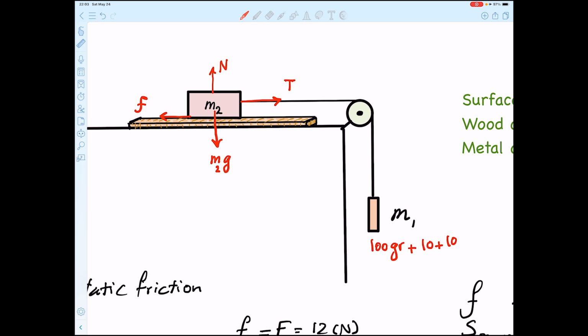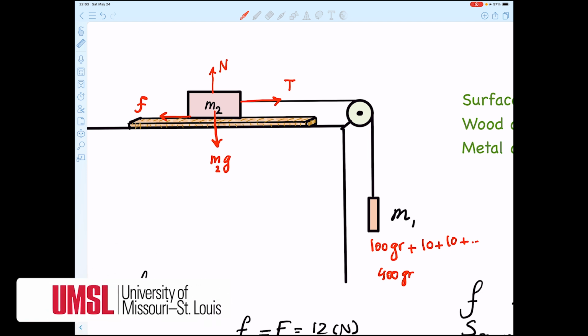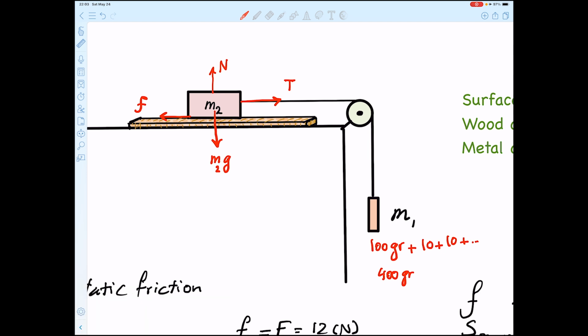Nothing is happening; it is still. I keep adding masses until, let's say, you reach 400 grams. At that point, the system is about to move, because if you just add one more gram to it, let's say you go to 401, then you see the object is moving. This box starts to move to the right, all right? So you would stop at that 400.